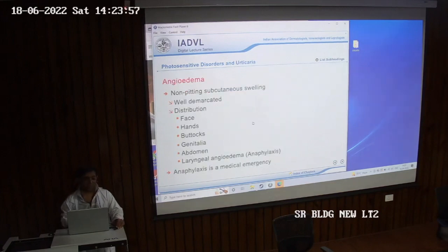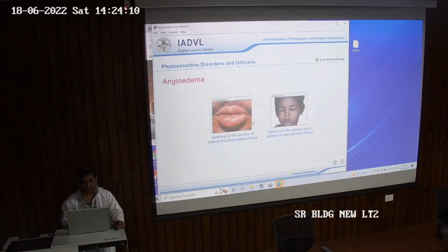Angioedema is a non-pitting subcutaneous swelling. It's well demarcated and its distribution includes face, hands, buttocks, genitalia, abdomen, and laryngeal edema. Anaphylaxis is a medical emergency. So here you can see angioedema, swelling of lips due to edema of subcutaneous tissue, and swelling of eyelids.